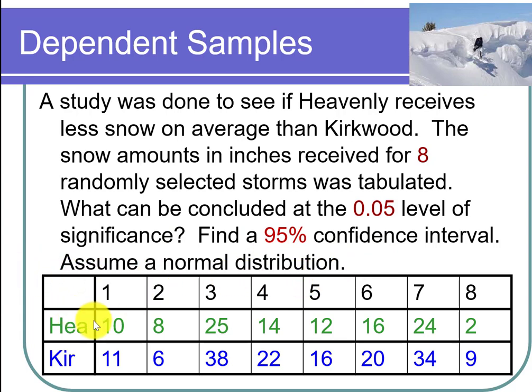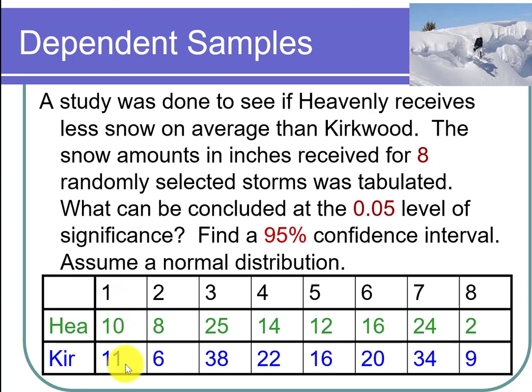And we're given the data that was collected on 8 different days for both Heavenly and Kirkwood for those days at which there were storms. And these are the inches of snow that happened in those 2 ski resorts. We want to find out, does Heavenly receive less? So notice these are paired because for each day, we have 2 different values. We have Heavenly's value and Kirkwood's value. So this 10 and this 11 were from the same storm, and that makes them paired.